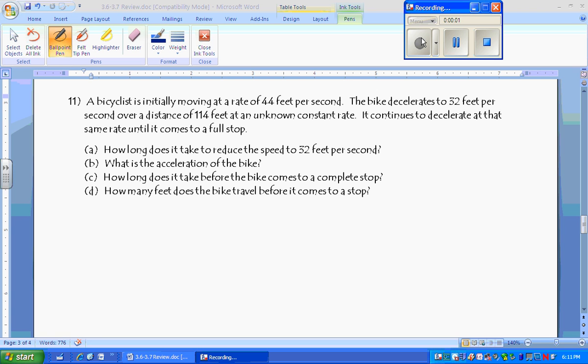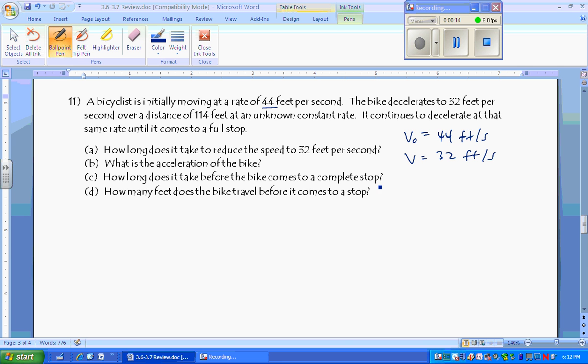In this one, we're given an initial velocity of 44 feet per second, and it slows down to a velocity of 32 feet per second over a distance of 114 feet. So that means our initial position is 0, and the final position would be 114 after it's reached that velocity. For part A, we want to figure out how long it takes.